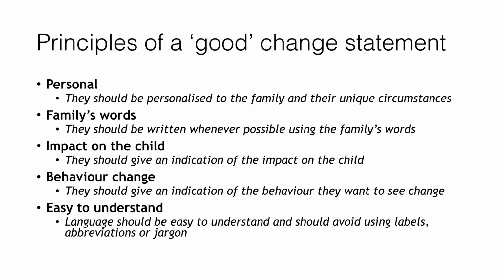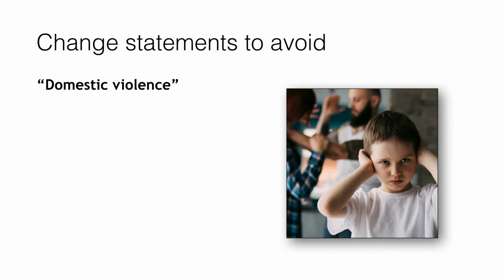What is the effect on the child? A good change statement should show the effect on the child. What needs to change? The change statement should show clearly what needs to be different. Is it written clearly? Make it easy to understand. Try to avoid jargon. Not every one of these 5 principles will be relevant every time. Keep this in mind. Here are some examples of change or outcome statements that should be avoided.